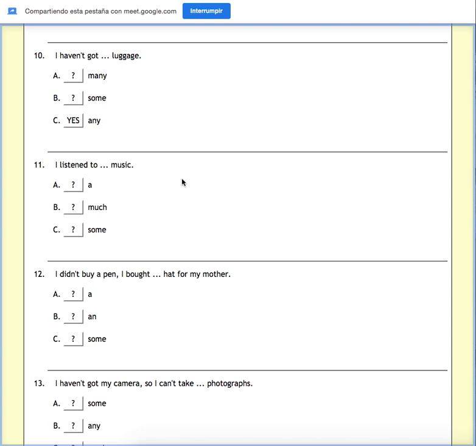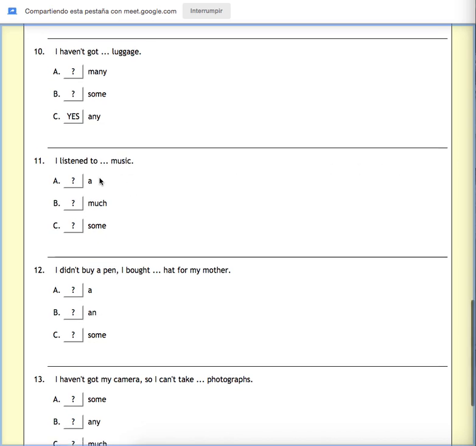Sarah, the next one. I listened to space music. How can you complete it? A, much, some. How can you do it, Sara? Can you hear me, baby? Okay, maybe not. Then, Sofia Arjuela, how can you complete this one? I listen to space music. How can you complete it, Sophie? Sofia Arjuela, are you there? Nope. So, Anna. It's your turn again, baby.